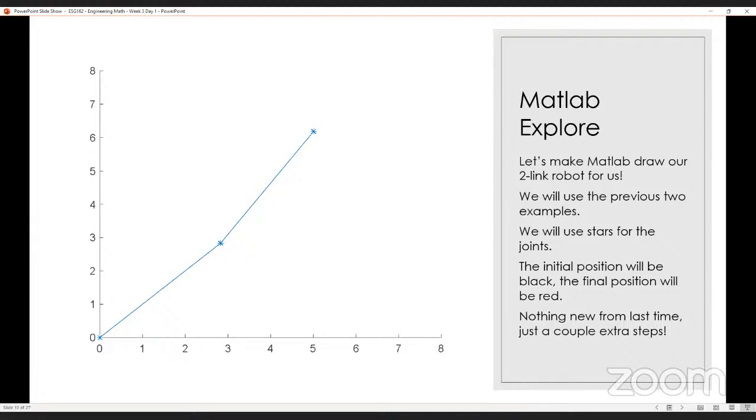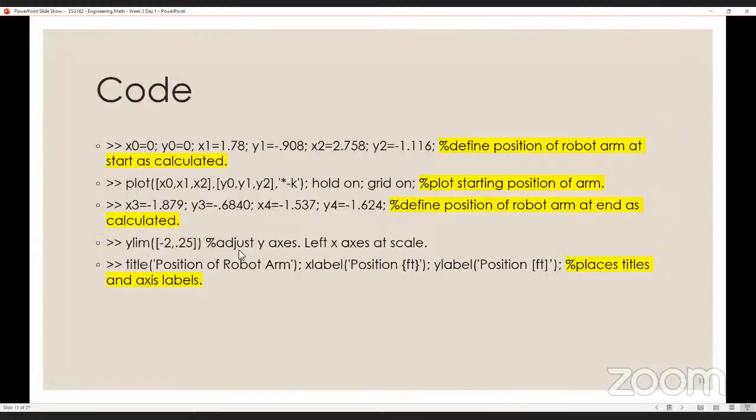Okay, so here's the code. What are we doing in this code? First thing I'm doing, I'm defining my point pairs. We start at the origin. X0 is 0, Y0 is 0. Then I'm going to define the endpoint of the first link, which I'm calling X1. X1 is 1.78. Y1 is negative 0.90.